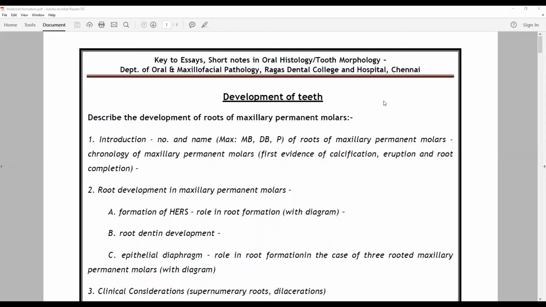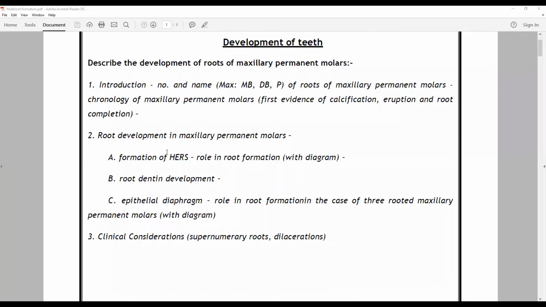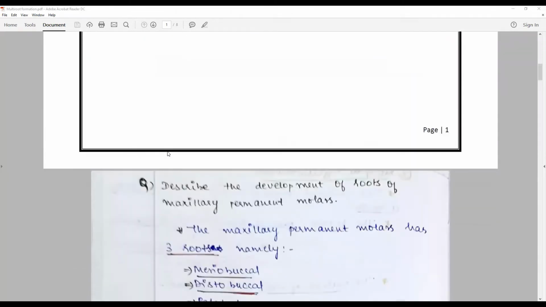So for this question, write the introduction, the number and the name of roots of whatever tooth is being asked, the chronology, because that is an indication that you know the subject. First evidence of calcification, eruption dates, root completion, all this stuff. And talk about the formation of HERS and its roles in the tooth formation with the diagram, root dentin development, the role of formation of epithelial diaphragm, role in dentin formation in case of 3 or multiple rooted tooth, and clinical consideration. We shall go into the answers.